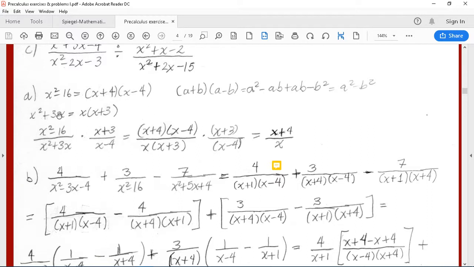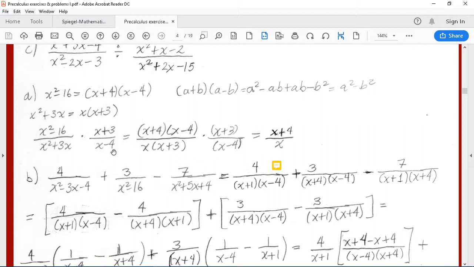X squared plus 3x equals x times x plus 3. Remember, we factor out the x, which is the common factor. Okay, so that means that x squared minus 16 over x squared plus 3x times x plus 3 over x minus 4 is x plus 4 times x minus 4 over x times x plus 3, all that times x plus 3 over x minus 4.